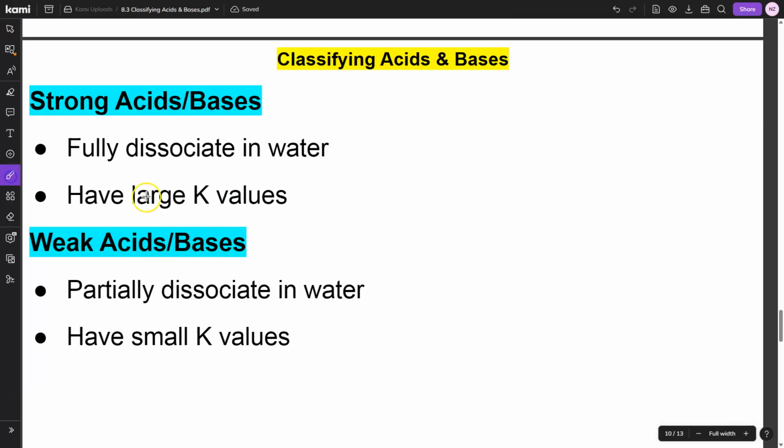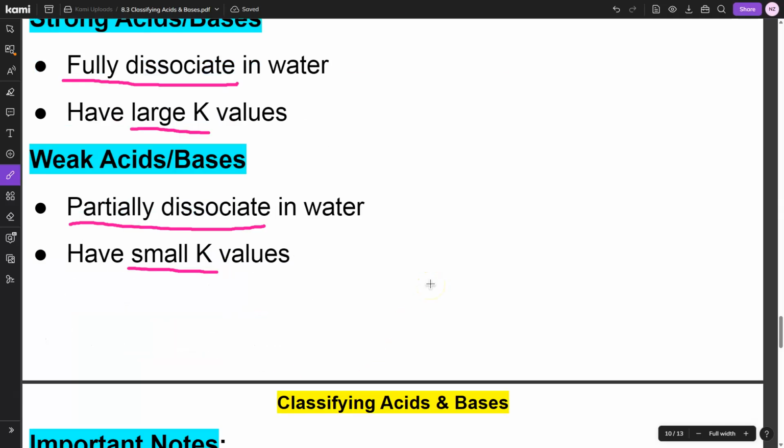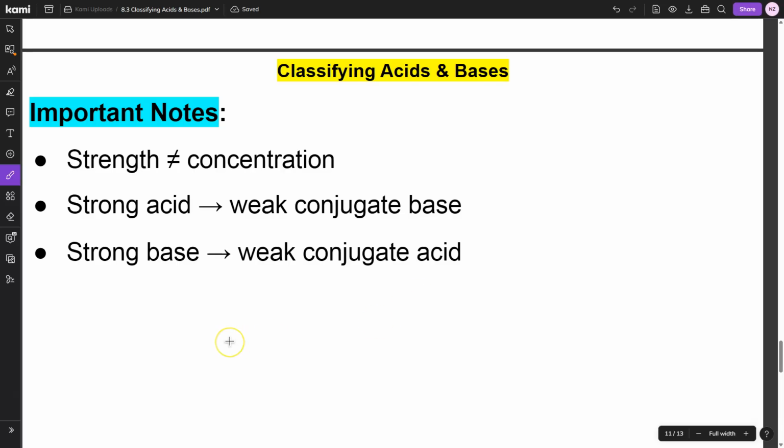Now, strong acids and bases fully dissociate in water, so they will completely break down into their different pieces. They're going to have large K values. Weak acids and bases only partially dissociate in water, and they're going to have small K values. Now, just a couple important things. Strength of an acid or a base does not have anything to do with concentration. Strong acids are going to have a weak conjugate base. Strong bases are going to have a weak conjugate acid.